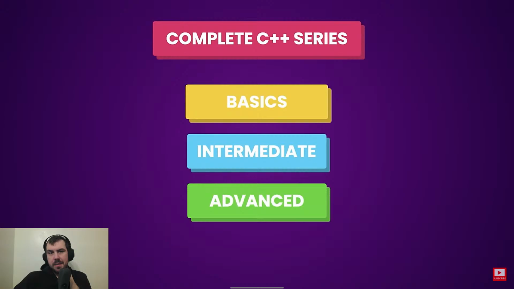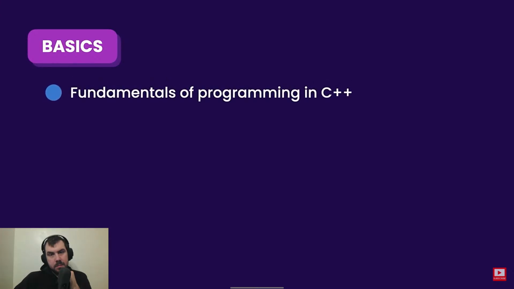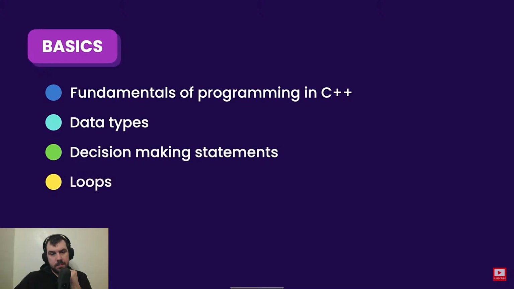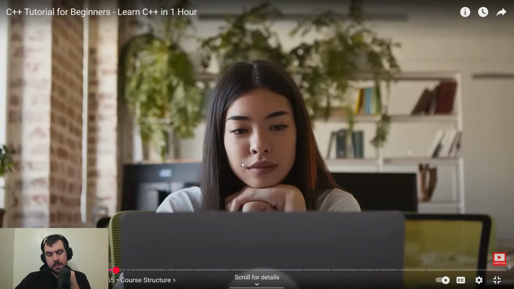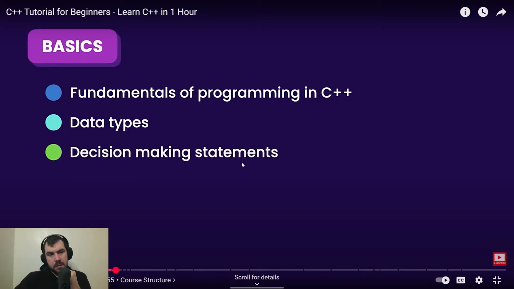This is the first part of my complete C++ series. Each part is about 3 to 4 hours long, so you can easily complete it in a day or 2. In the first part, which is the one you're watching, we explore the basics. In this part, you will learn the fundamentals of programming in C++: data types, decision-making statements, loops, and functions.